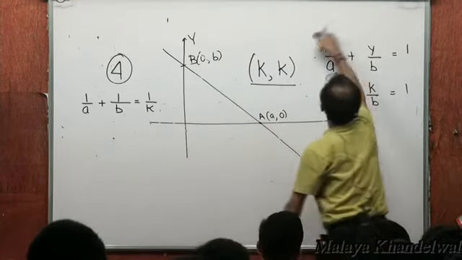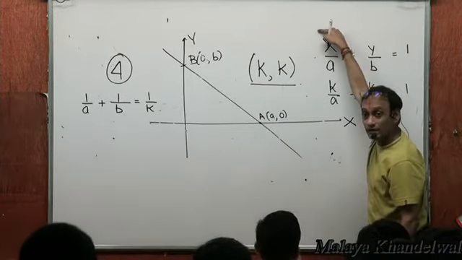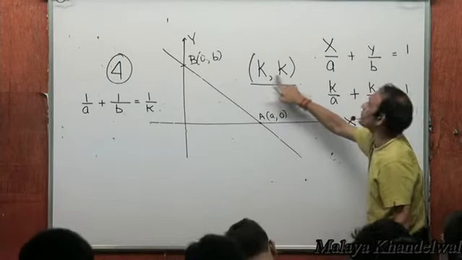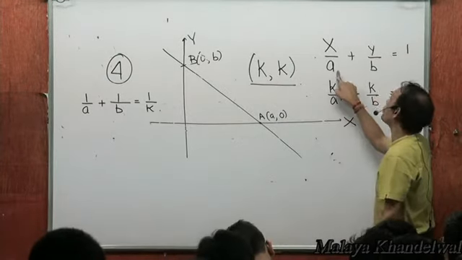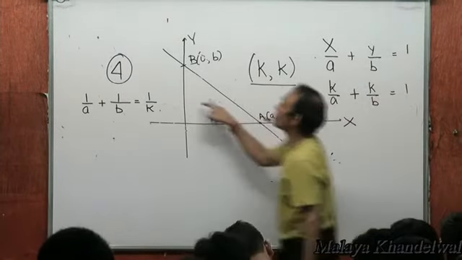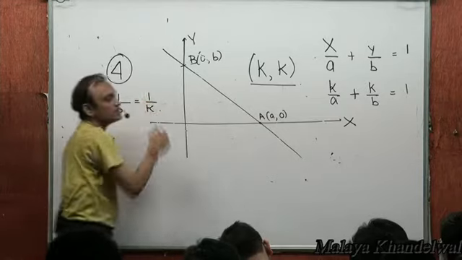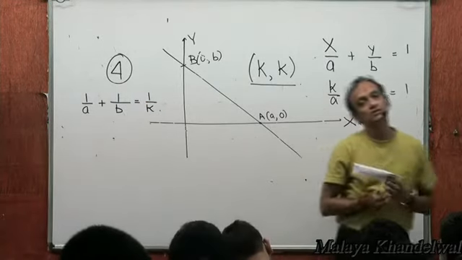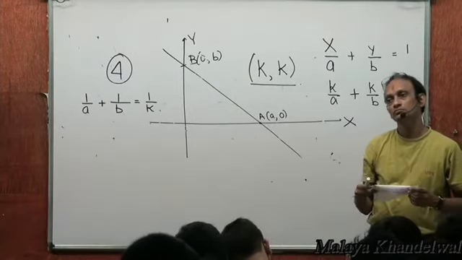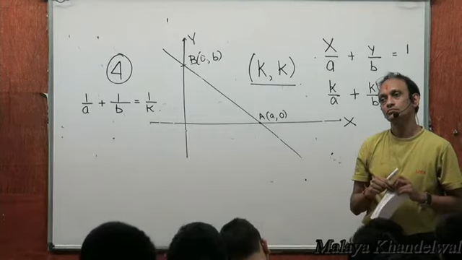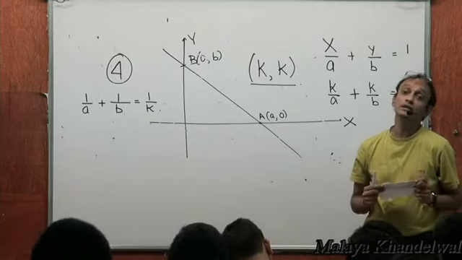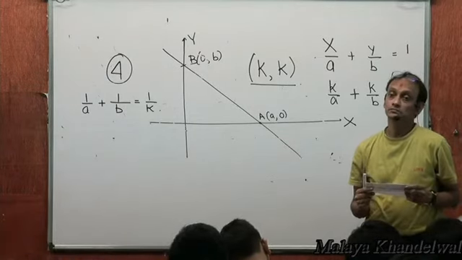Therefore, this line, even though a variable line, will always pass through a fixed point k comma k, no matter what choice of a and b I make, as long as the sum of the reciprocals of a and b is 1 by a constant. Yes or no? K comma k is the point. Is that okay?